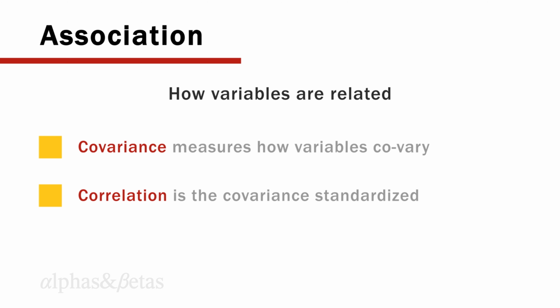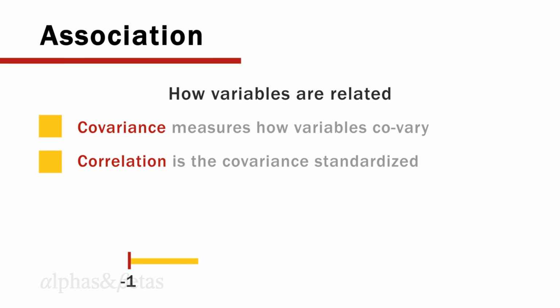Association is about how two or more variables are related to each other. The measures of association include the covariance and the correlation. The covariance tells you how the variables co-vary. The correlation is the covariance standardized.